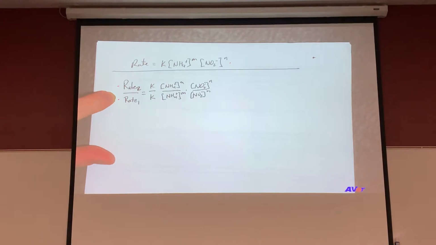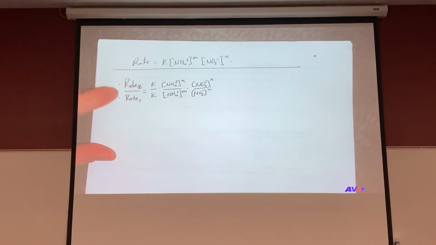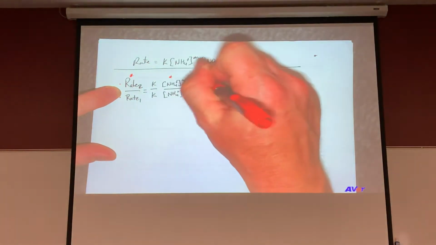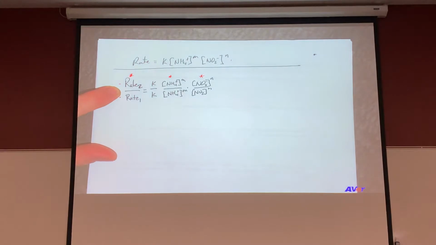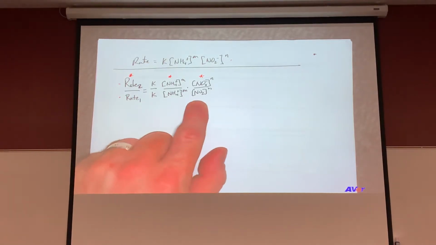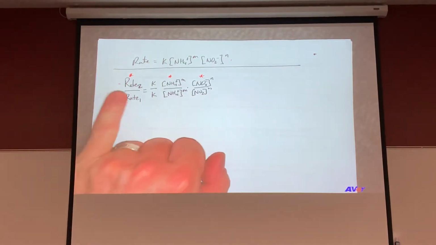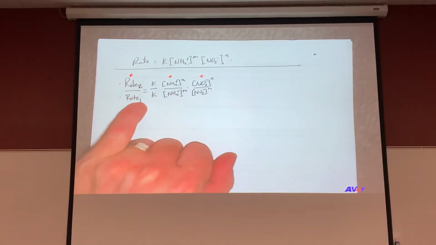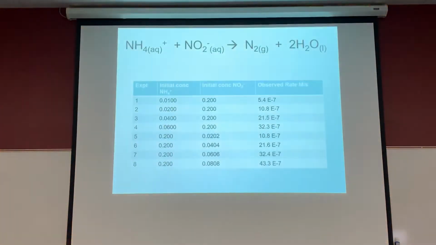I'm going to go back to the other one. I want you to fill in the blank, or fill in the rate. Fill in the rates, fill in the concentration for ammonium, fill in the concentration for the nitrite. We can choose any numbers on the table. Use the rate of the second trial and the first trial, the second trial on top, first trial on bottom. Fill in the numbers. I'll write them in up here.